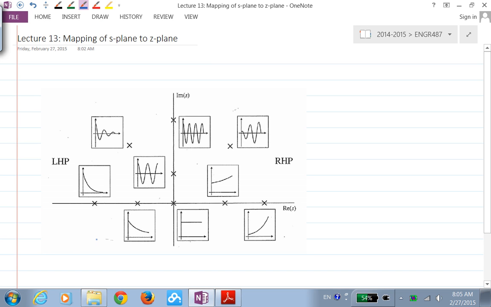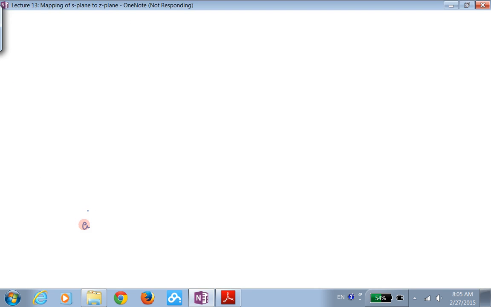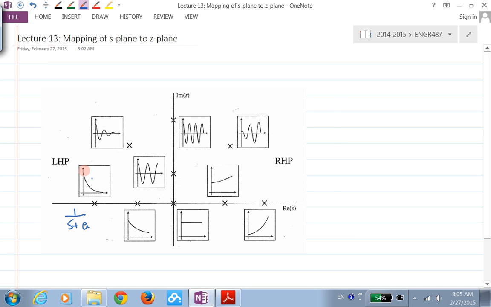Now this one shows you the location of a pole in the S-plane and its corresponding response. For example, if you have a pole here, then this is like 1 over S plus A, a location here, and its impulse response is this shape here. Apparently every pole on the left side is stable, and they're all unstable over here.